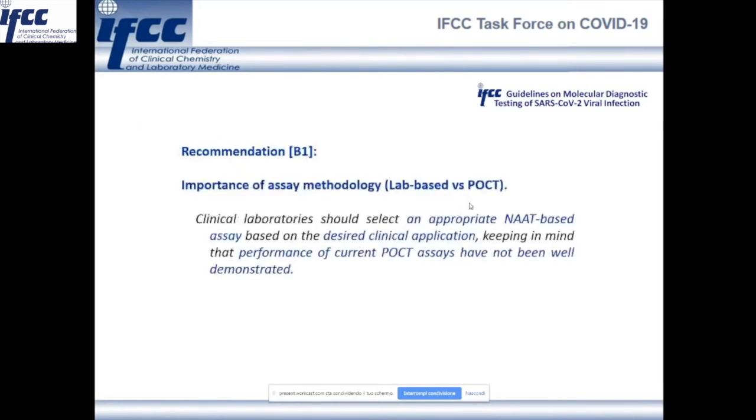The next IFCC recommendation highlights 3 important aspects in molecular testing for SARS-CoV-2. Basically, all laboratory services should implement an appropriate assay according to their desired clinical application, for example, for screening, diagnosing, or monitoring COVID-19, considering also that the diagnostic performance of many current point-of-care tests have not been well demonstrated so far.